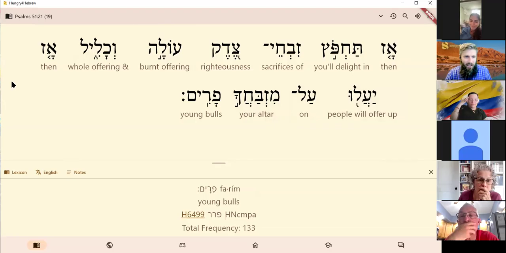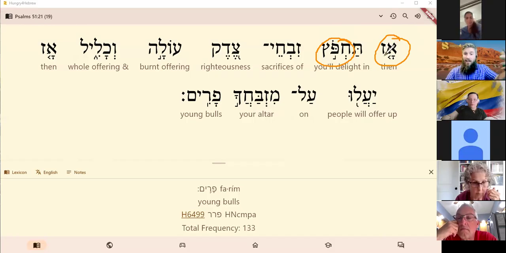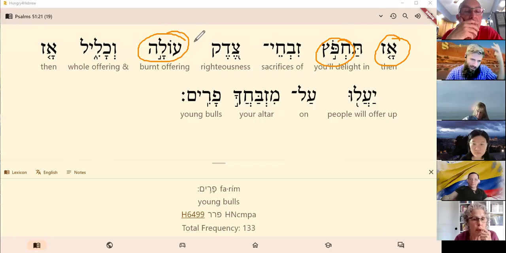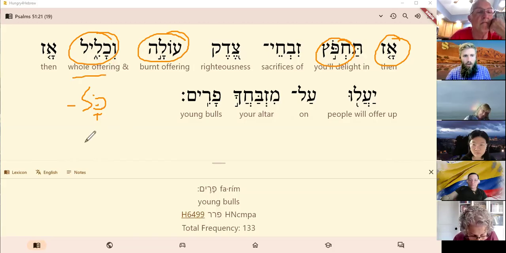All right, so there we have that chefetz root again, having to do with desiring. You will desire or delight in. Az is one of those adverbial words, at that time. Then zivchei tzedek, sacrifices of righteousness. Ola v'chalil. There's the whole rising, ascending burnt offering. V'chalil from the root kalal, which means all of it. This is the same root in words like kol, like all or each. So chalil having to do with everything, whole burnt offering.